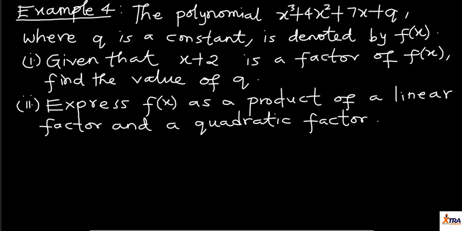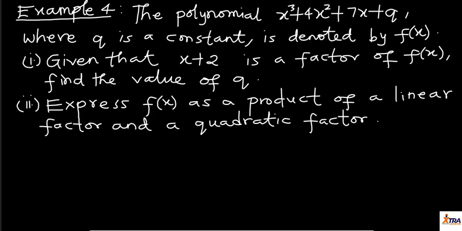Now, looking at this example, we have the polynomial x cubed plus 4x squared plus 7x plus q, where q is a constant, denoted by f of x. Roman figure 1. Given that x plus 2 is a factor of f of x, find the value of q. Roman figure 2. Express f of x as a product of a linear factor and a quadratic factor.